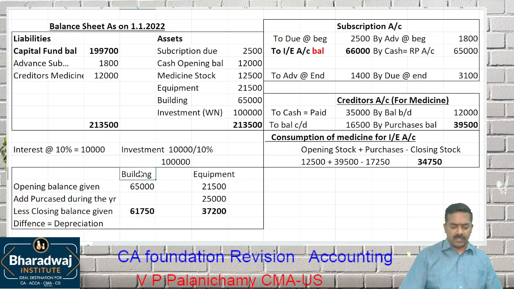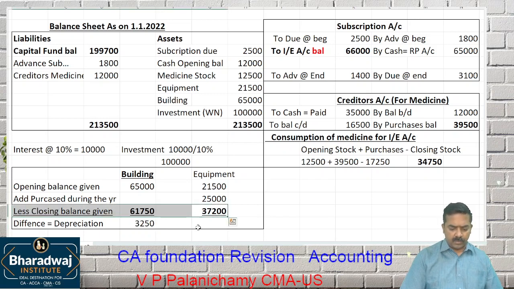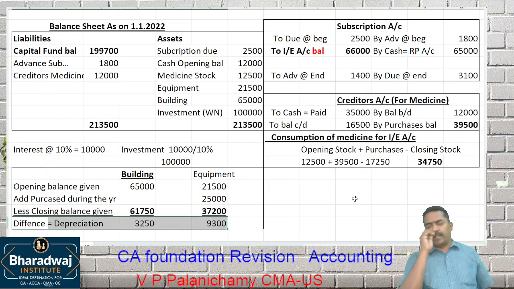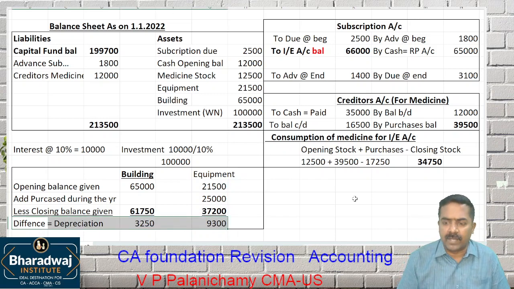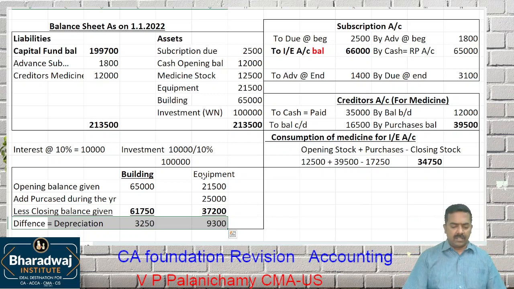Building 65,000. We did not purchase or sell anything during the year. Difference is how much? 3,250 depreciation. The other one, opening balance plus purchases minus closing balance will give us depreciation on the asset. Here the rate of depreciation is not available, so the balancing figure we take as which one? Depreciation.